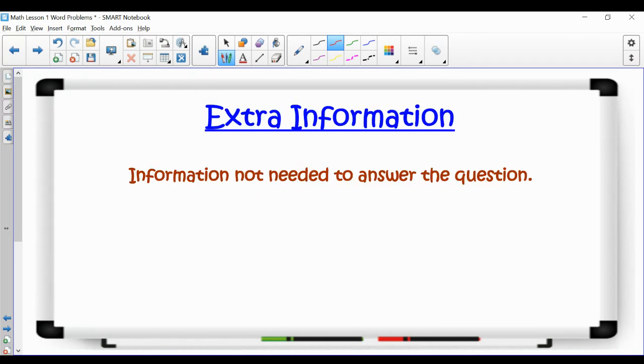Some word problems have extra information in them, and that is information that is not needed to answer the question. So if I was answering a word problem about basketballs, I wouldn't need to know about volleyballs. Sometimes teachers try and trick you and throw in some extra information. Let's see.